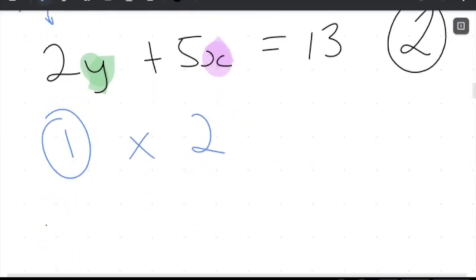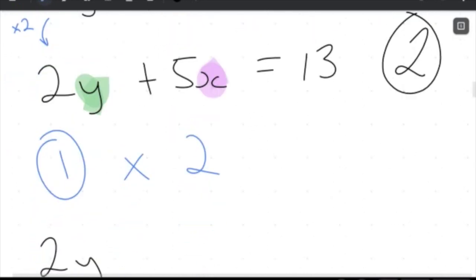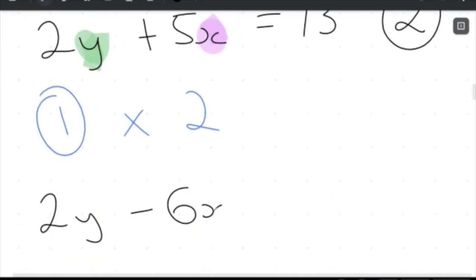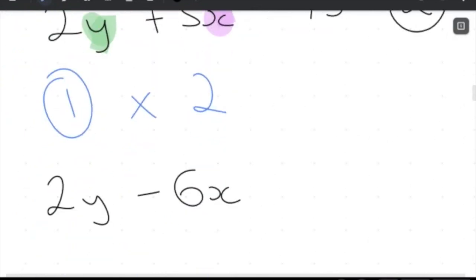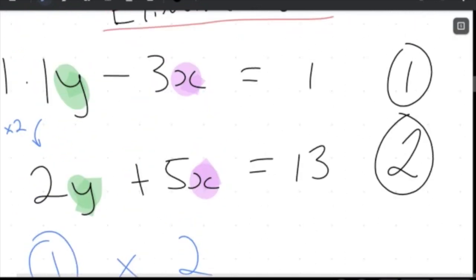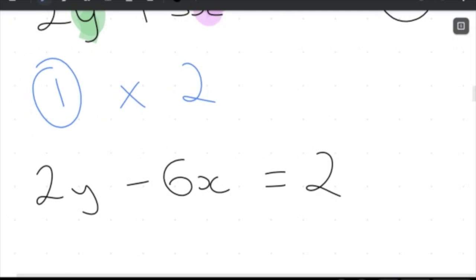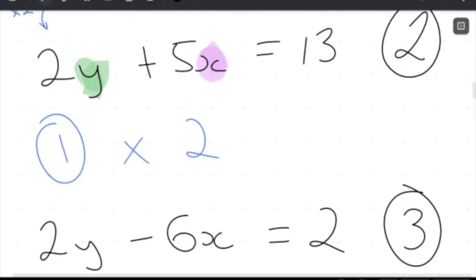So my 1y is going to become 2y. My negative 3x, multiplying that by 2, is going to give me negative 6x. And my 1, I'm going to multiply that by 2 to give me 2. So this is equation 1 rewritten in a different way. So let's just call that equation 3 for now. So now that we have the equal coefficients here, I have a 2 here and a 2 here, I can now subtract one equation from the other. And that's going to just kill off these completely.